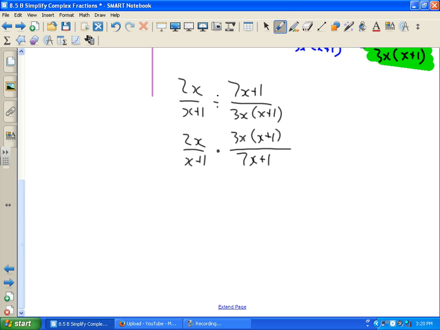A lot of you guys can see where we're going. We'll finish this up. We'll reduce the problem. You guys are noticing that, hey, my x plus 1s will drop. There's my giant 1. Nothing else will simplify within this problem. So since nothing else simplifies, that will give me a 2x times 3x, or 6x squared. And on the bottom, all I have is a 7x plus 1. Okay? That is my answer.